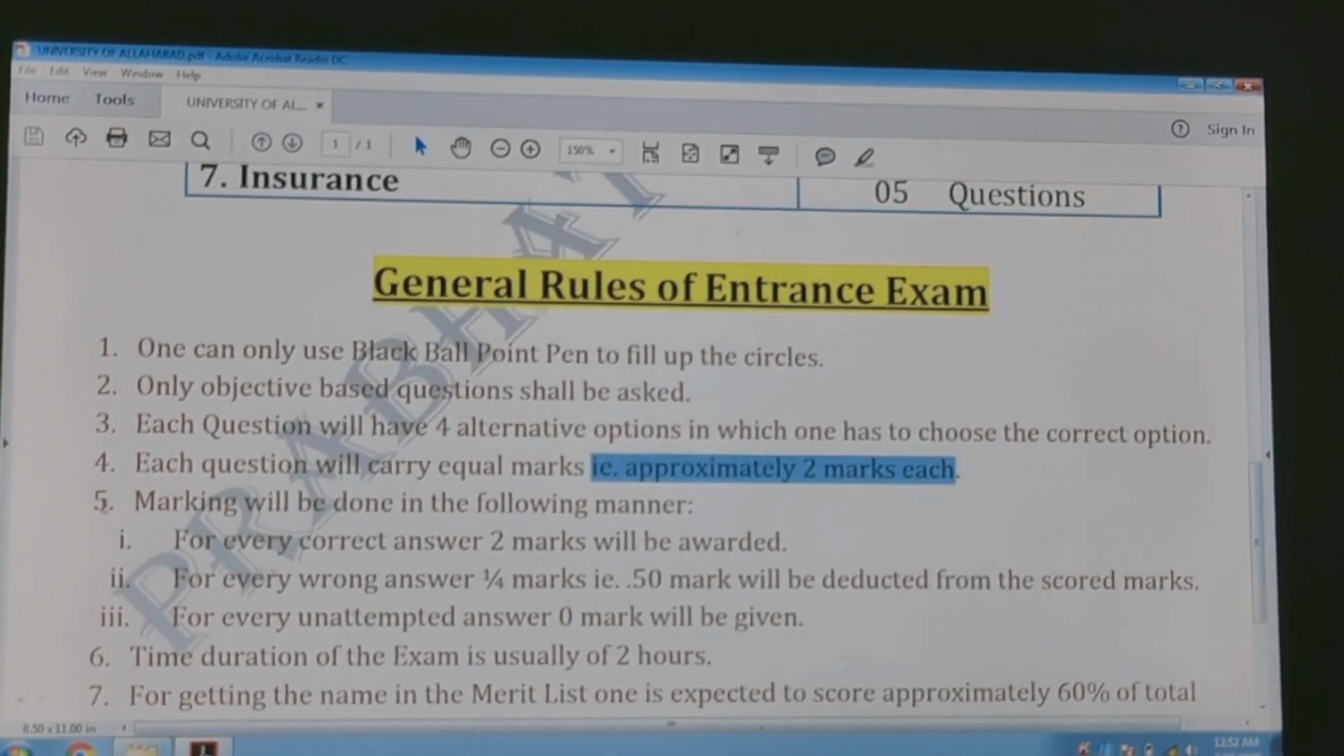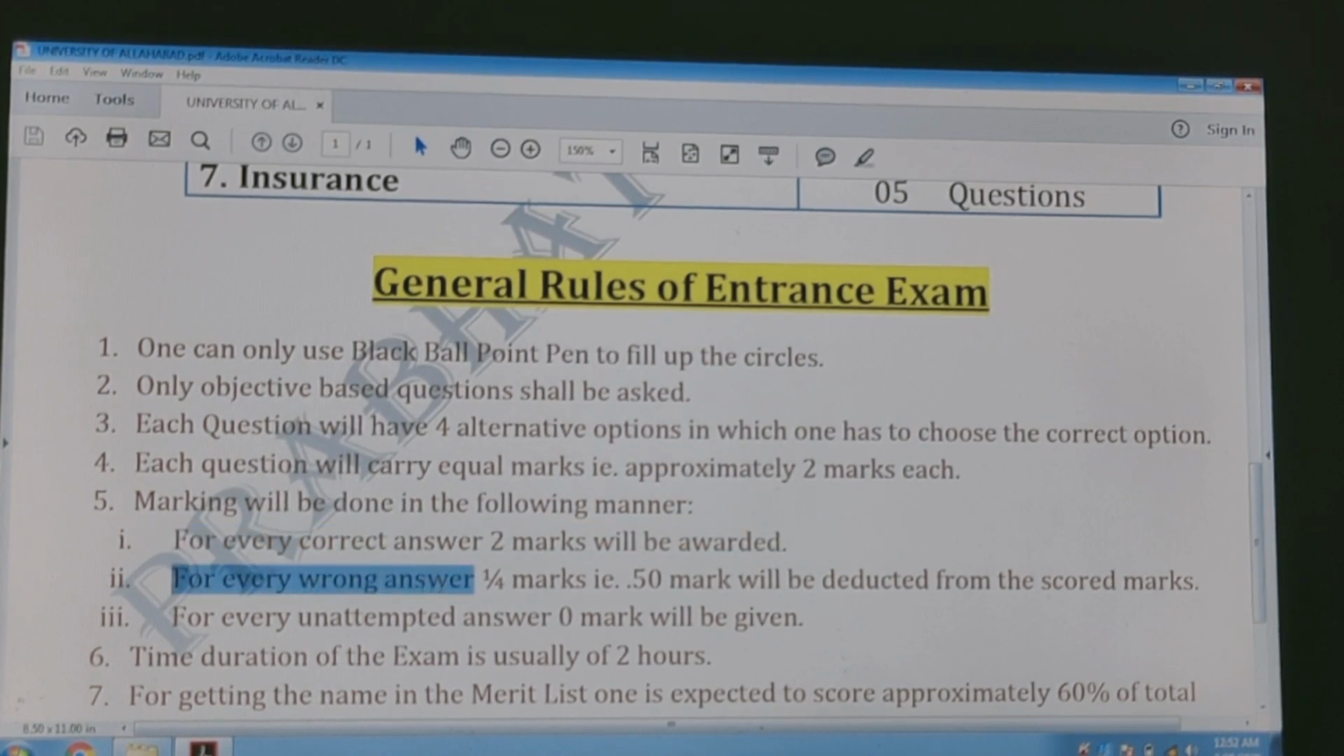Then next point now, point number 5, marking will be done in the following manner. There are certain systems which are going to be followed while doing the checking. Like the first point says, for every correct answer, 2 marks will be awarded. It means that if you have one correct answer, you'll be given 2 marks.